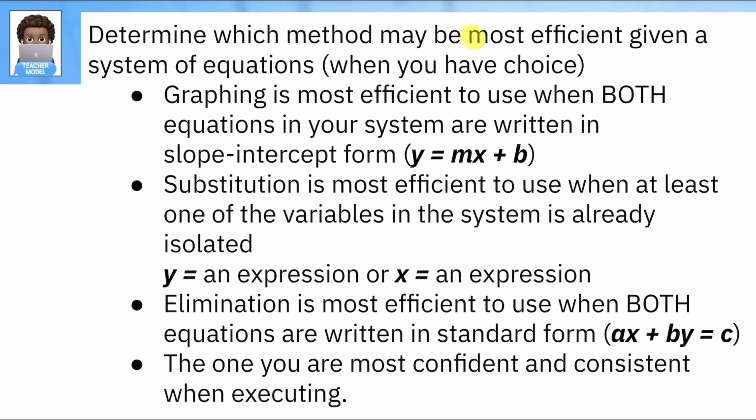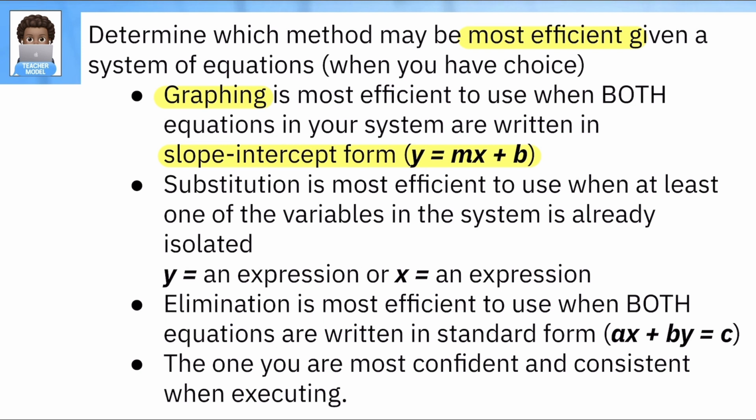What makes the most sense, meaning I don't have to do a lot of effort in the beginning to set it up? So graphing is really great if I already have everything written in slope-intercept form. Why? Because as long as I have slope-intercept form, if you give me some graph paper, I can graph it pretty quickly. Once you have m and a slope, we know how to graph equations. So that's one way.